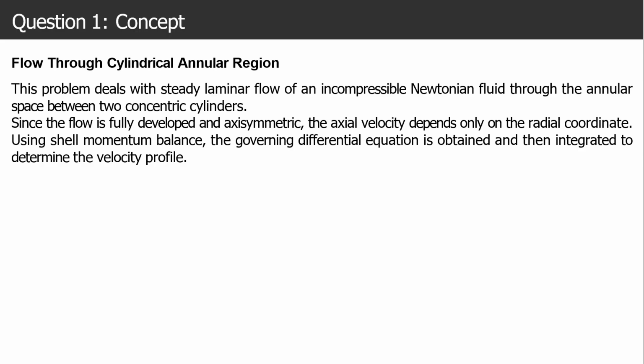We have already studied cylindrical flow, it's pretty similar to that only, but we are just doing it in annular region. So in this case, our very first assumption will be steady laminar flow and incompressible Newtonian fluid. So the variation of density and viscosity are not there, so d rho by dt is zero.